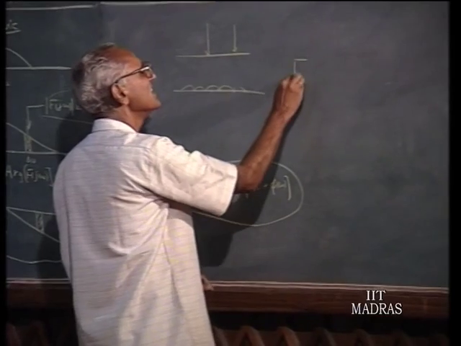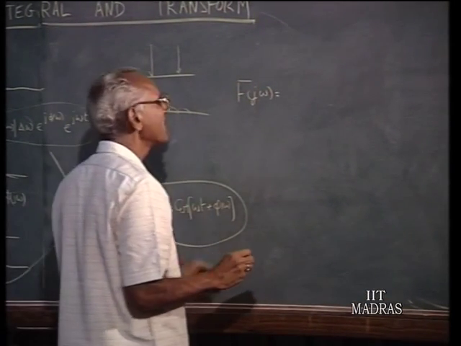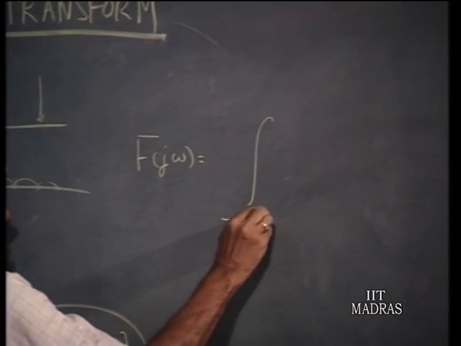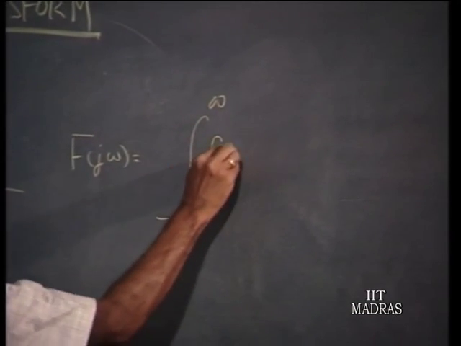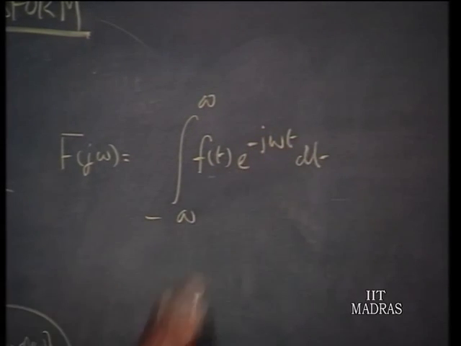The coefficient density F of j omega is obtained, given f of t, as the integral from minus infinity to plus infinity of f of t e to the power of minus j omega t dt. This is the coefficient density which we call the Fourier transform.